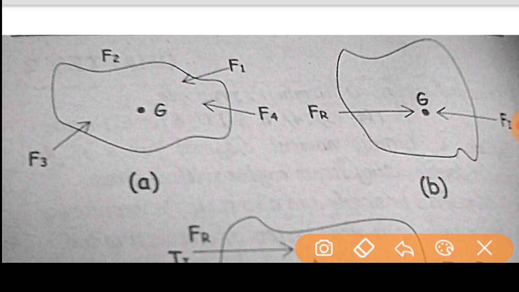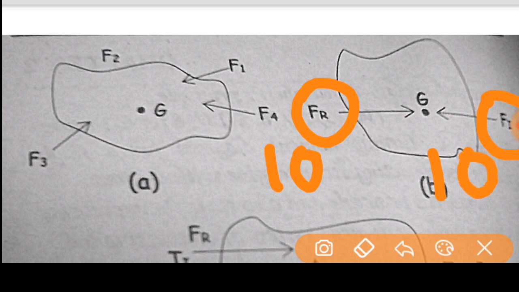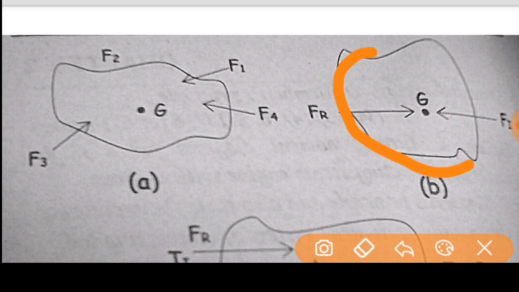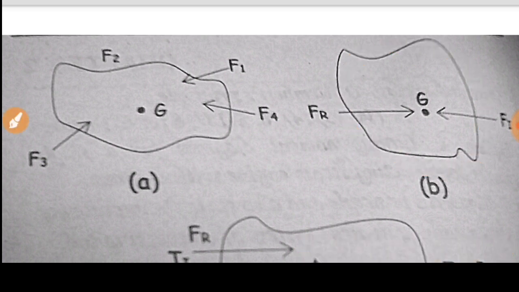If both these forces have equal magnitude, that is, if Fr has a magnitude of say 10 Newton and Fi is also of the same magnitude, 10 Newton, then what happens? The body maintains the state of equilibrium or state of rest, and this is D'Alembert's principle.